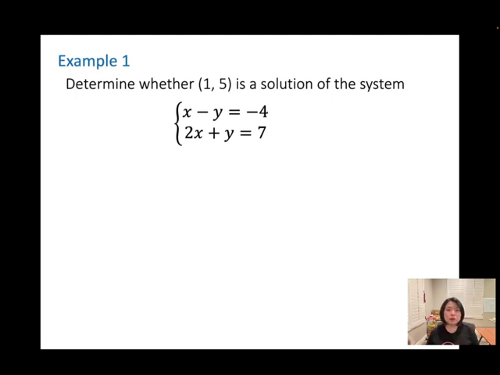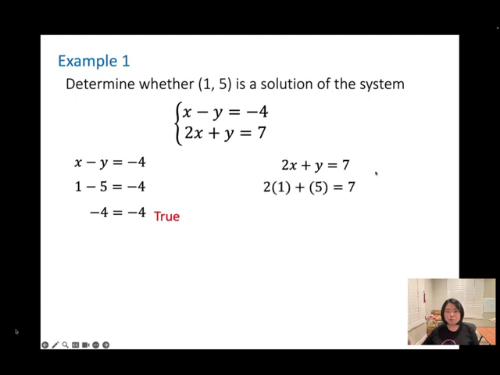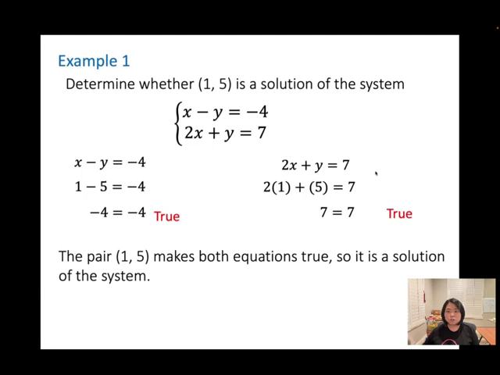Example 1. Determine whether (1, 5) is a solution of the system. What we're going to do is plug the solution into the first equation: x equals 1 and y equals 5. This is good, we got a true statement. Then for the second equation, do the same thing: plug 1 and 5 into the second equation. So 7 equals 7. This is true, so we know that this ordered pair is a solution of the system.